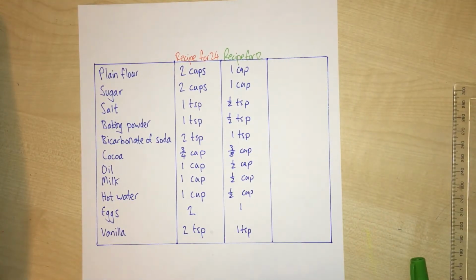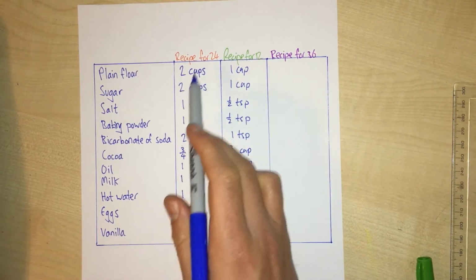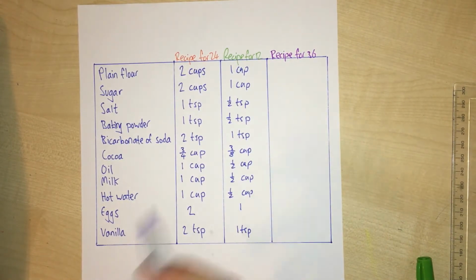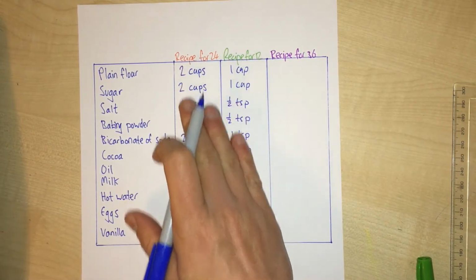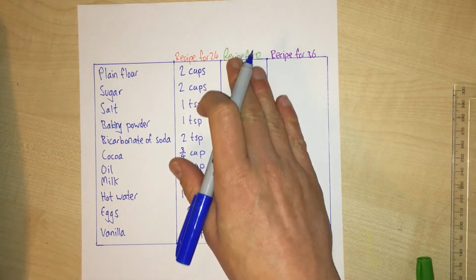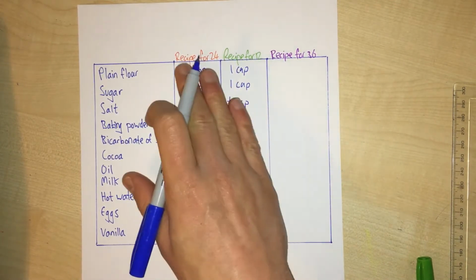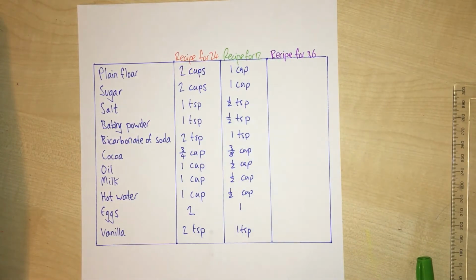Well, an examiner might not be that nice to you. What if we need a recipe for 36? How could we do that from our recipe of 24? Well, because we've worked out a recipe for 12, if we add these two recipes together, we will have a recipe for 36 pieces. So if we start with a recipe for 24, work out a recipe for 12, and then add these two together, that'd be a smart way to do it.